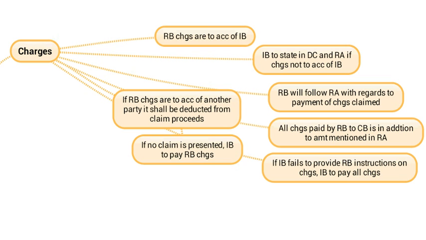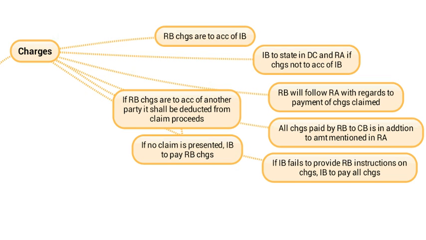Charges. With regard to charges, reimbursing bank charges are to the account of the issuing bank, normally and by default. If there is any change to this, it has to be mentioned by the issuing bank on the IRA as well as on the DC. That is, if the charges are to the beneficiary's account, the documentary credit as well as the reimbursement authorization should explicitly state so. The reimbursing bank will follow the reimbursement authorization with regard to the payment of charges claimed.